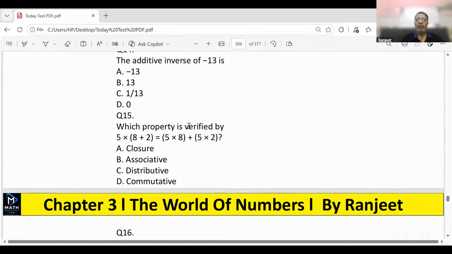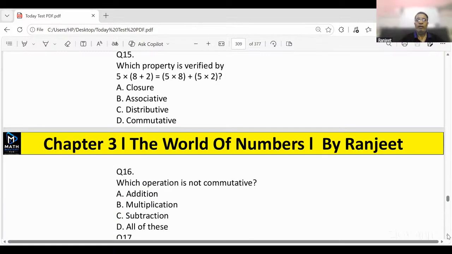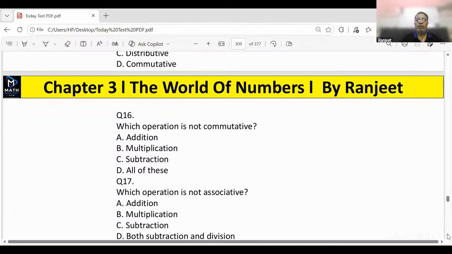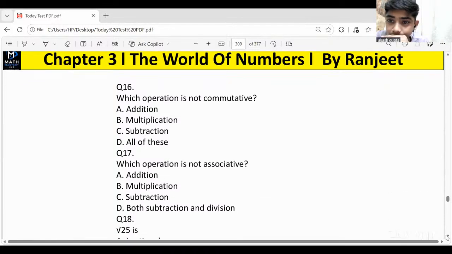Question number 15. Which property is verified? Distributive. Okay, distributive. But which distribution is here, left or right? Left. Okay. Question number 16. Which operation is not commutative? Subtraction. Subtraction. Okay. And question number 17.